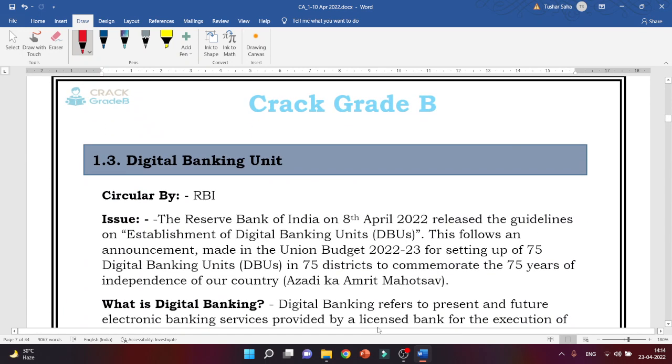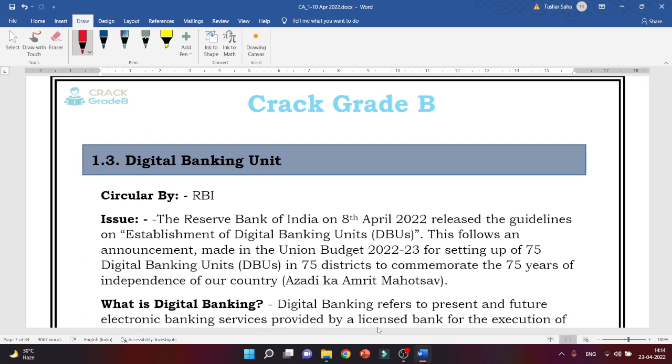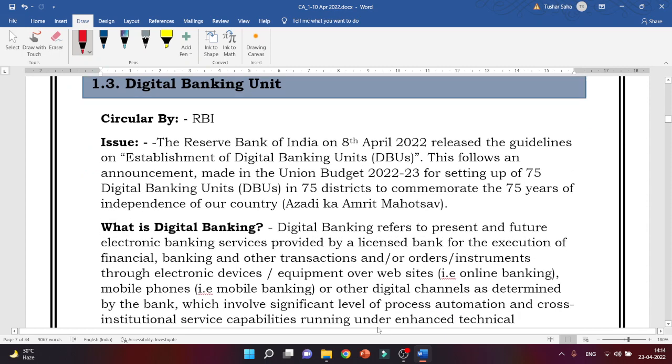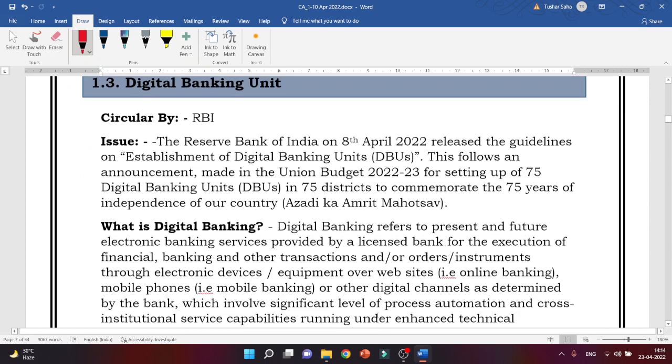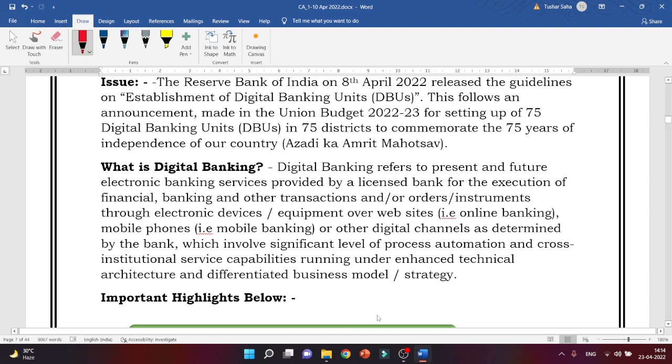So with this, let's move to the next one, that is the digital banking unit. Now, what is a digital banking unit? First, let us understand it. Digital banking means you can do everything using your mobile phone, right from opening an account to almost everything. But understand, digital banking refers to present and future electronic banking services provided by the licensed bank for the execution of financial, banking and other transactions.